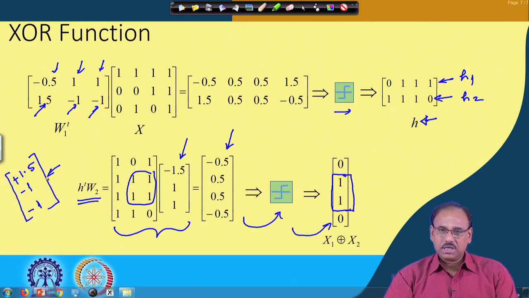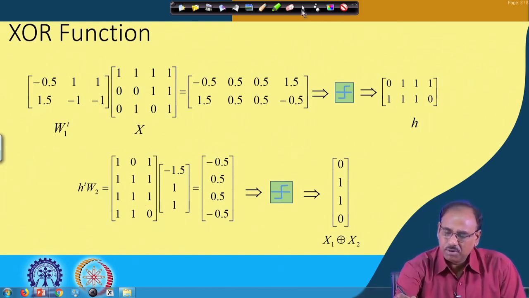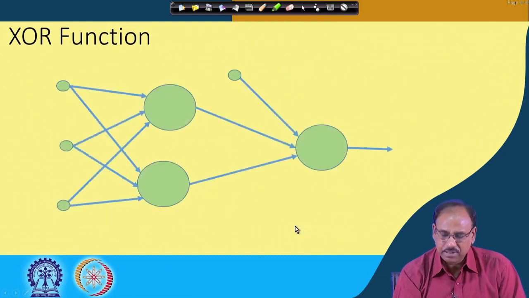One neuron in the first layer will compute OR operation, the other neuron in the first layer will compute NAND operation, and then the third neuron, which is in the second layer, will combine the outputs of these neurons in the first layer using an AND operation to give you the final output. So, effectively, the kind of neural network that I have is this.